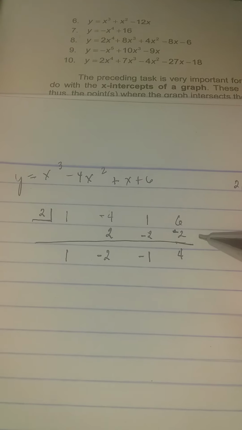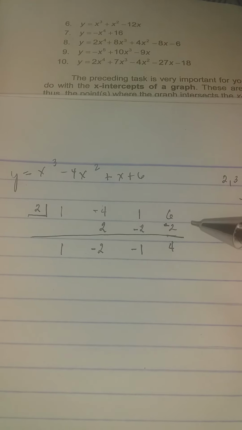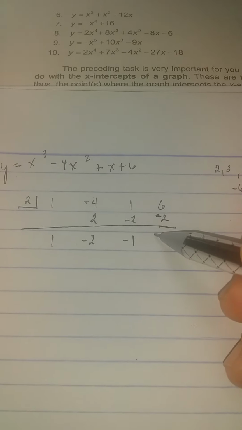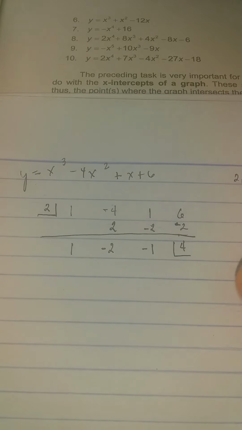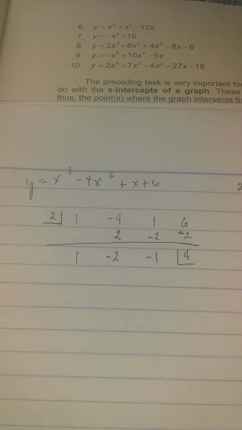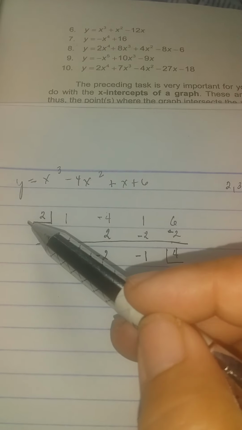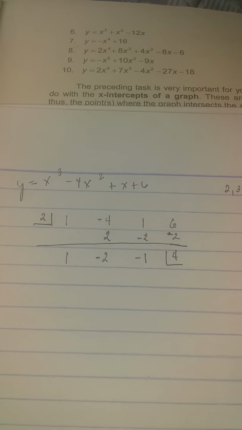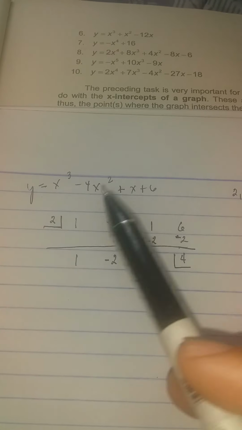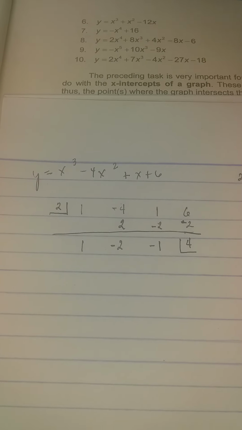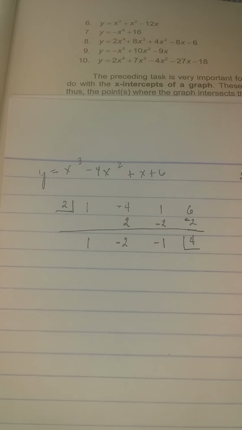For it to be a factor, the lesson from the first grading period, the remainder should be 0. But in this case, the remainder is not 0. So meaning to say, x minus 2 is not a factor of the polynomial function x cubed minus 4x squared plus x plus 6. Okay.